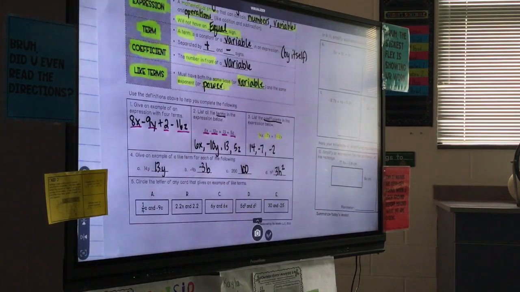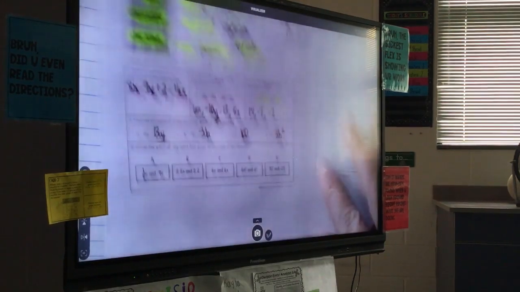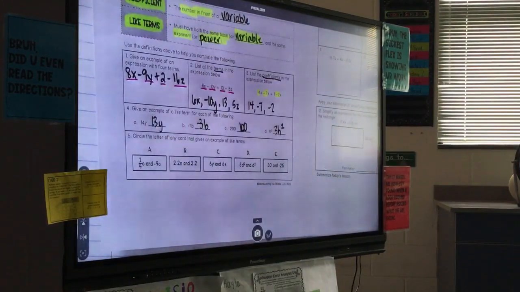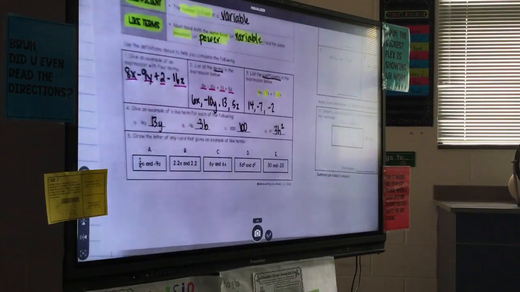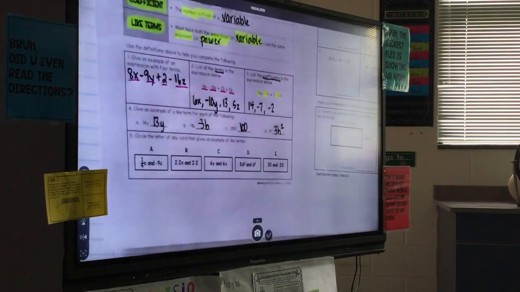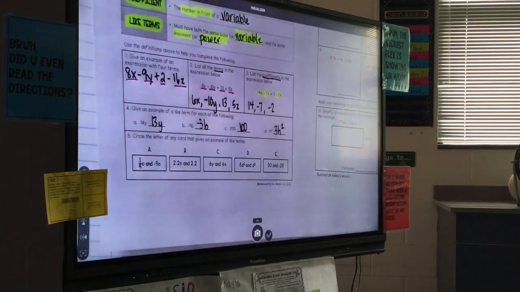All right, down here it says circle the letter of any card that gives an example of like terms. So you're going to circle, highlight, whatever you want to do it. Give me a thumbs up when you're done for this bottom box, number 5. I do a lot of like up and down and then just thumbs up.